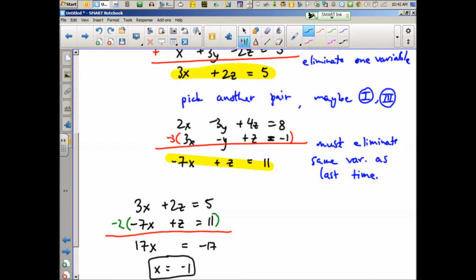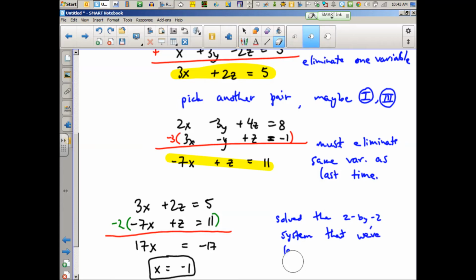Okay, as you know, now that you have x, you can get y. Oh, let's make a note. What did we do? We solved the 2 by 2 system that we've created, right? We've used linear combination to create a little 2 by 2 system. So that's what we're going to write for our notes here. So basically, see yellow. Okay?